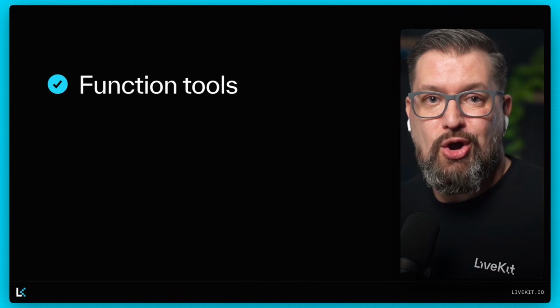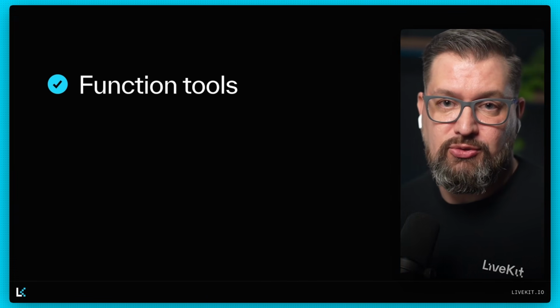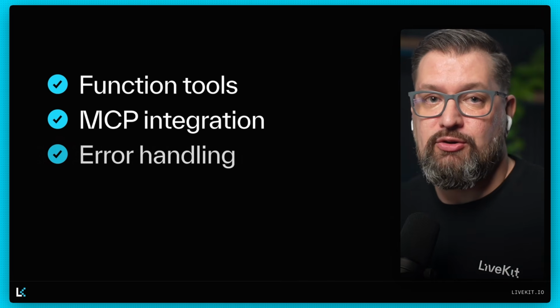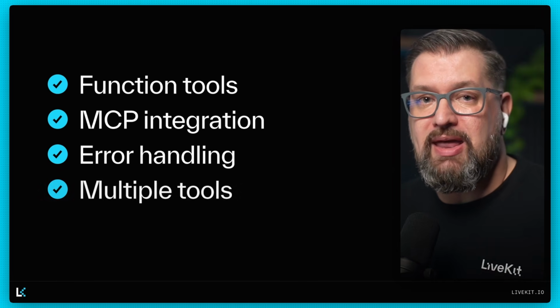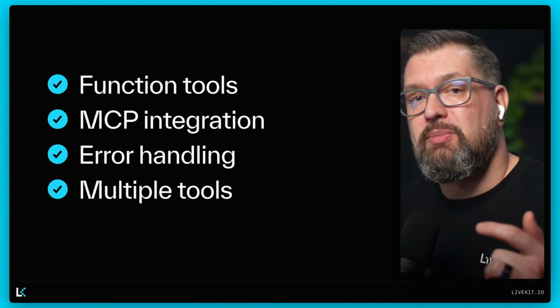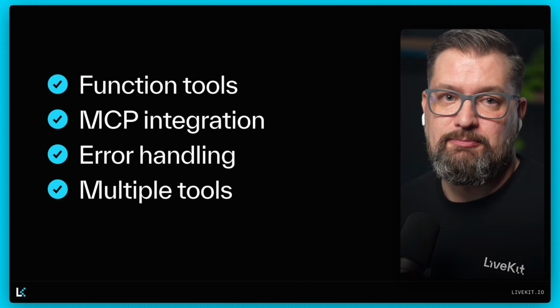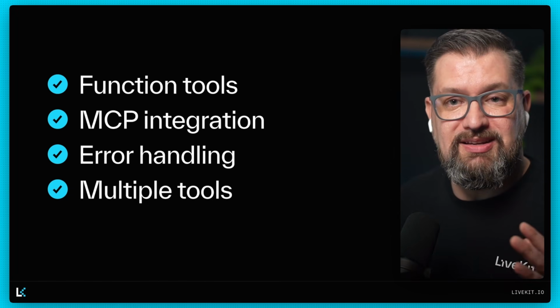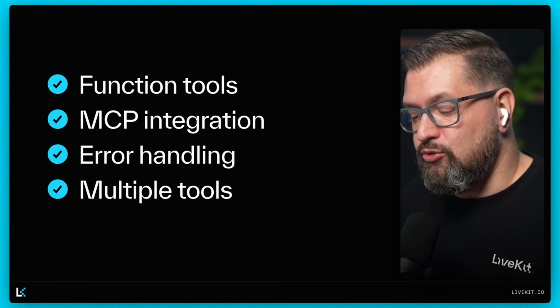So your agent can now call external APIs with function tools, connect to MCP servers for shared capabilities, and handle errors gracefully. And the LLMs automatically select the right tool based on what the user asks. In the final lesson, you're going to build production workflows for collecting consent and escalating to human agents.